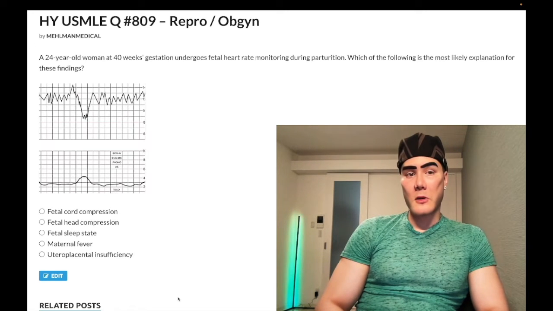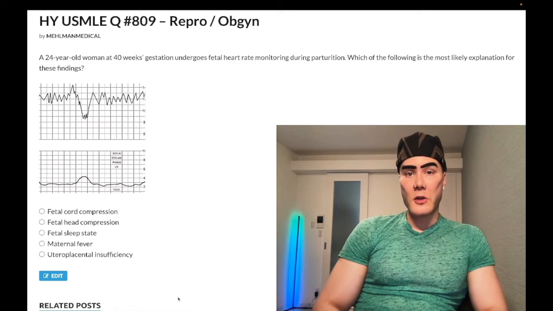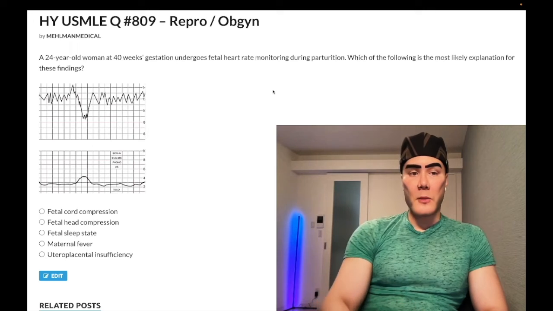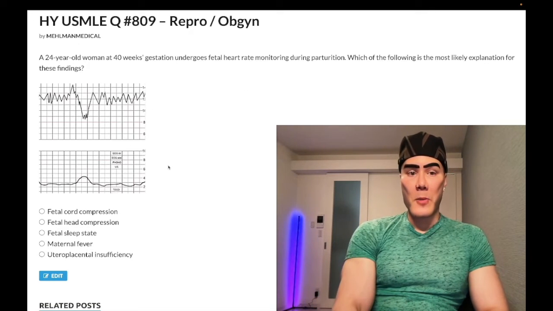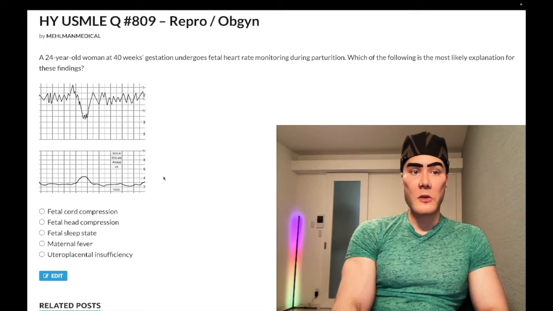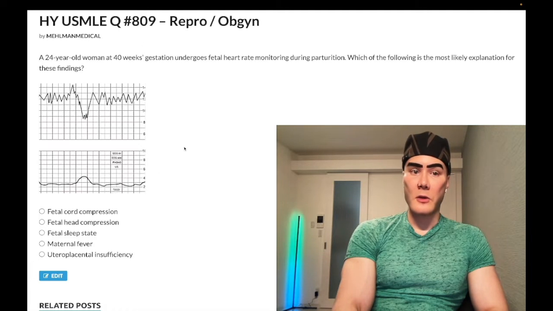24-year-old woman, 40 weeks gestation, and she has fetal heart rate monitoring during parturition. Means giving birth. Let's learn some vocabulary, okay? And then we simply have, I didn't label this on purpose because you're supposed to know, and the USMLE will give you a very Windows 98 type bootleg image in black and white, and they just expect you to know what the curves are referring to, okay?